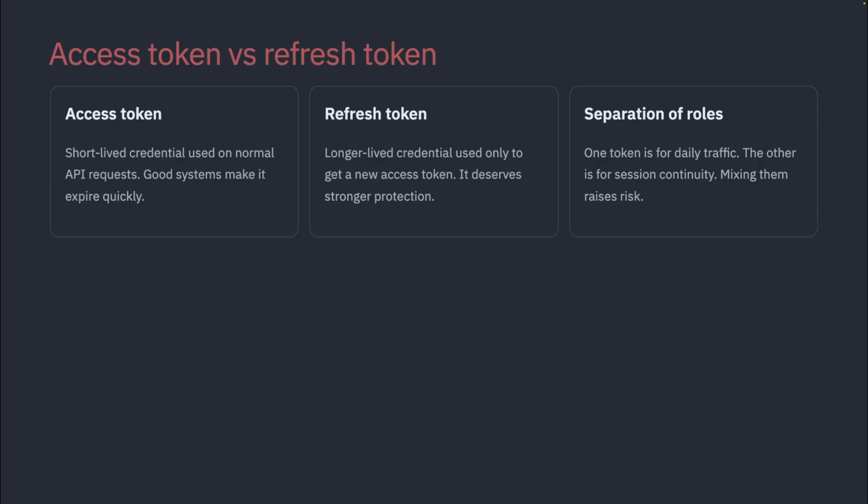So the one is to get for daily traffic. The second is for session continuity. That's it. The cool thing is with the refresh token, you should not be able to call any data from your API, but only refresh your access token. The access token is the one that will provide the information from your APIs.